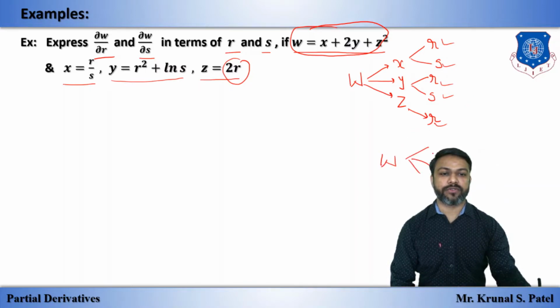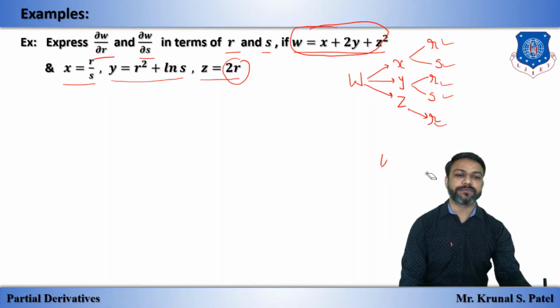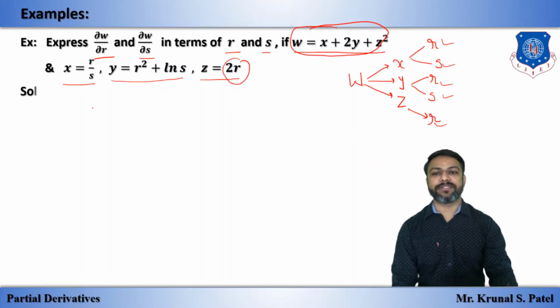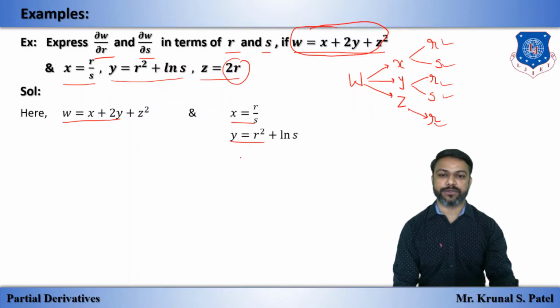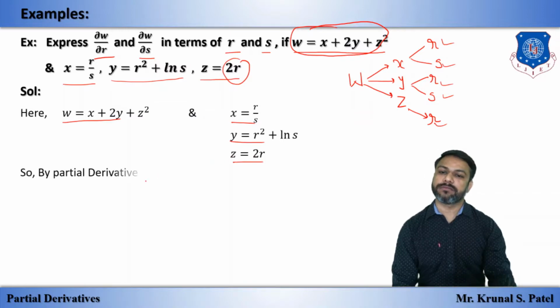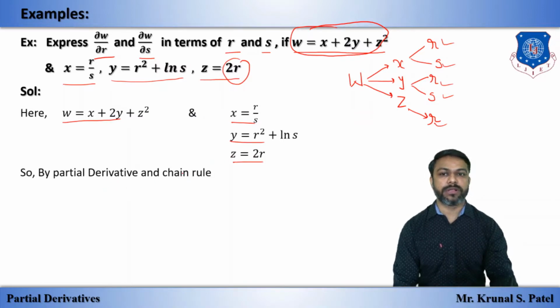w is a function of x, y, z, but this x, y, z is a function of t only, and that's why we use the total derivative and chain rule. This is partial derivative and chain rule. Okay, so now let's start with the solution. First we will write down the w and x, y, z. Now, by using partial derivative and chain rule, first we will find del w by del r.